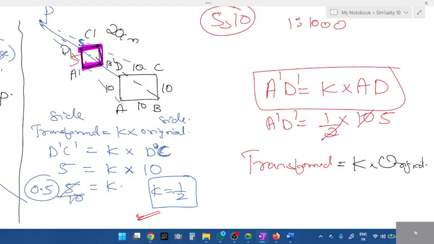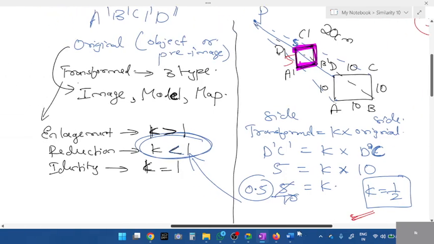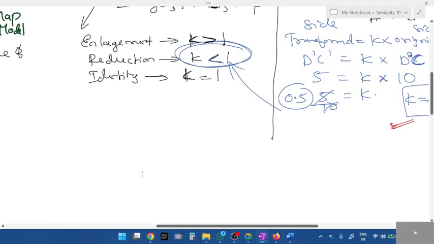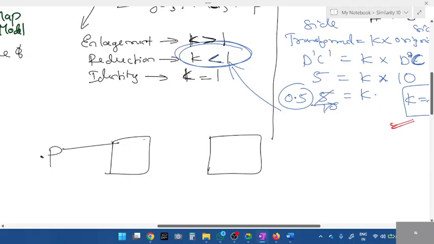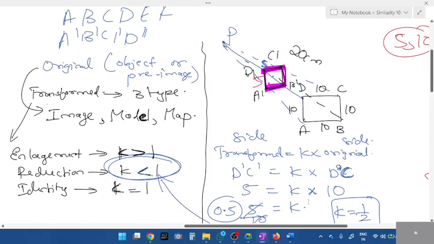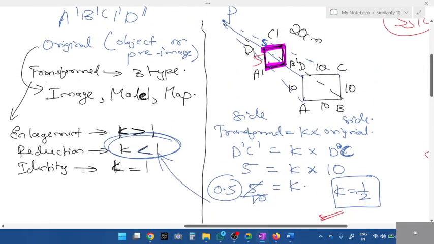Then I explain what the K value is. For reduction, it is always K less than 1, students. Identity is the same. Identity is nothing but, if I have a square, the same shape will be formed. Same shape and same side. The point P will be here, so from here you connect it. Basically, everything will be the same, size also will be the same. That is known as identity. Like identical twins, everything will be the same: objects, same shape, size, angles.